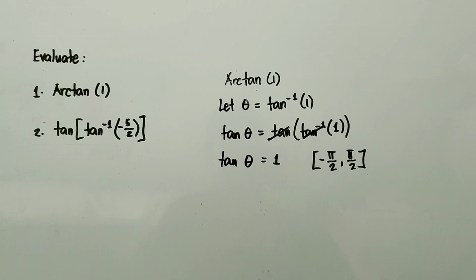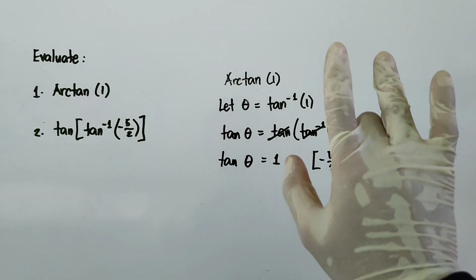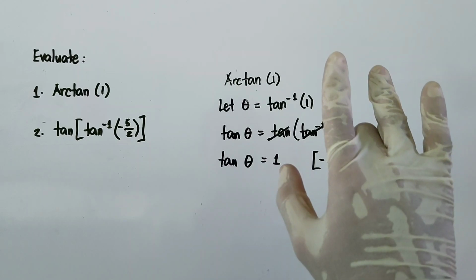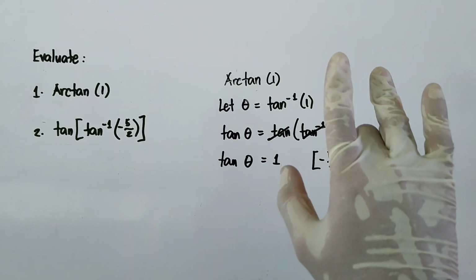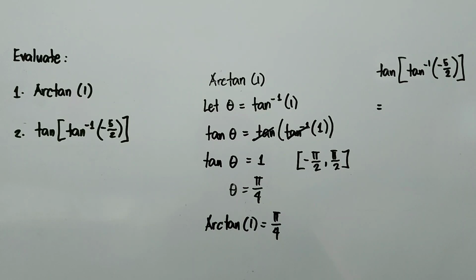And recall in the reciprocal identity that tan theta is equal to sine theta over cos theta. And in quadrant 1, only the angle 45 degrees has the same value of sine theta, which is square root of 2/2, and cos theta is square root of 2/2. Dividing those numbers, the result is 1. What is 45 degrees in radian measure in quadrant 1? The answer is pi/4. Arctan of 1 is equal to pi/4.